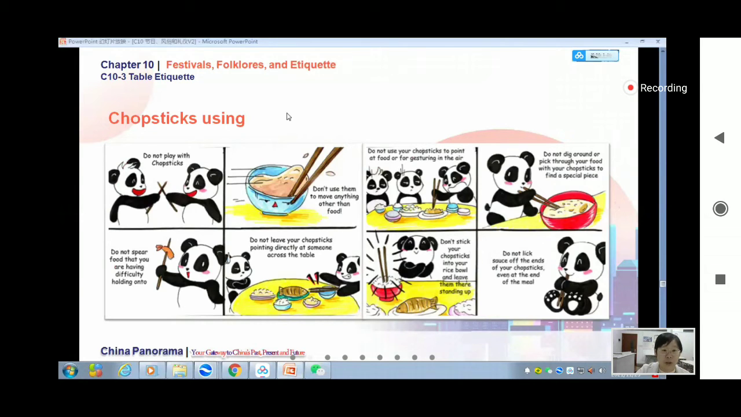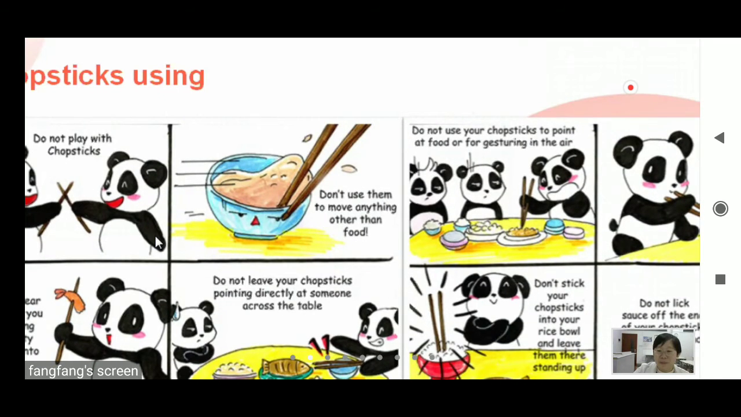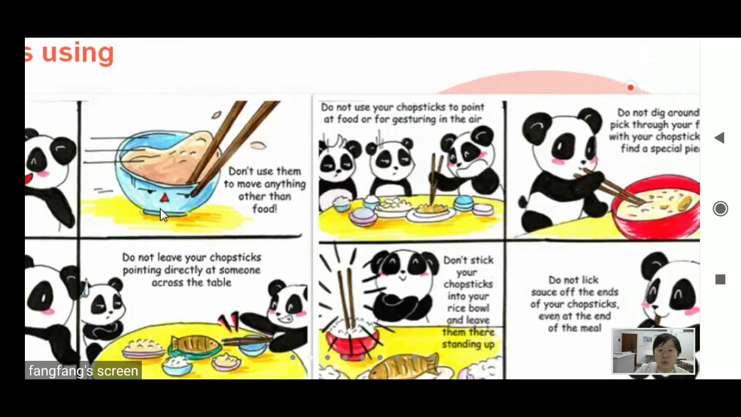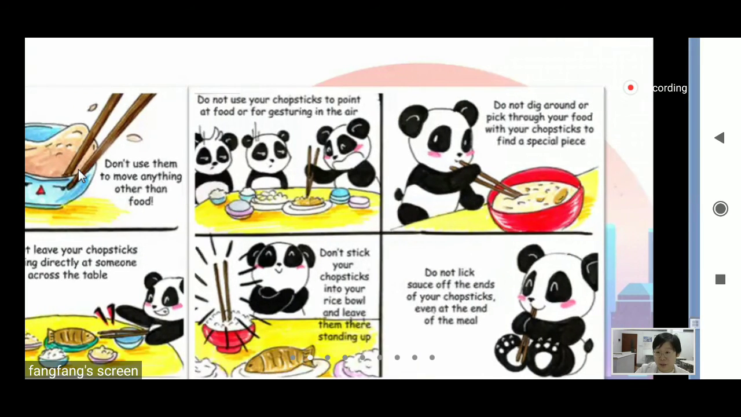tips for using chopsticks. First one, you cannot play with chopsticks. Okay, for example, when I was a child, I hit the ball with the chopsticks, and my grandma always said, "Oh, don't do that. Like, it's very rude." And then you cannot move anything other than food with chopsticks. Okay, you cannot move the balls or the plates with chopsticks.